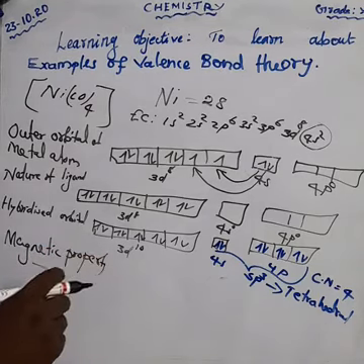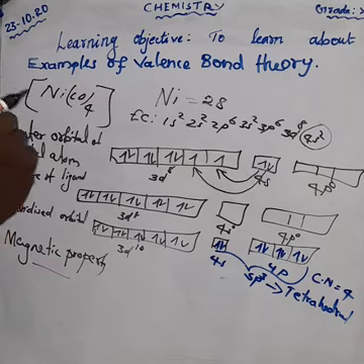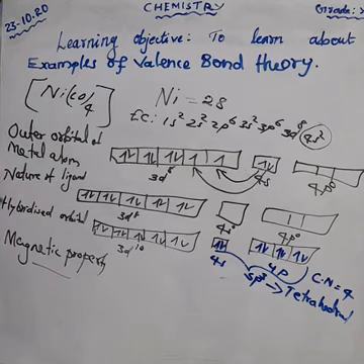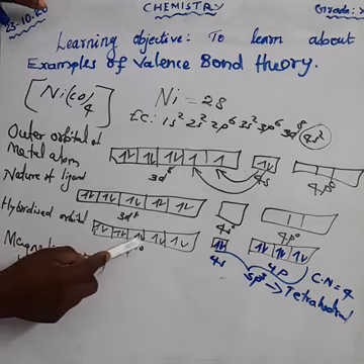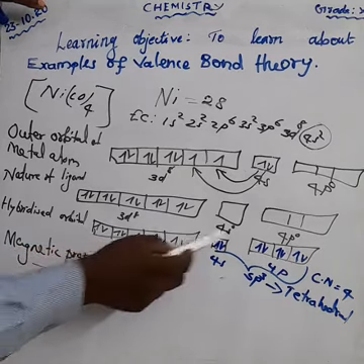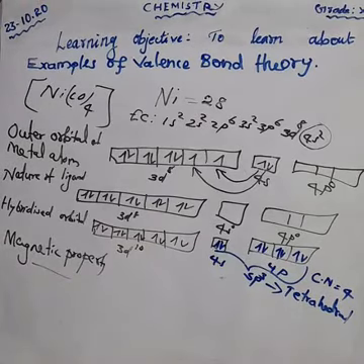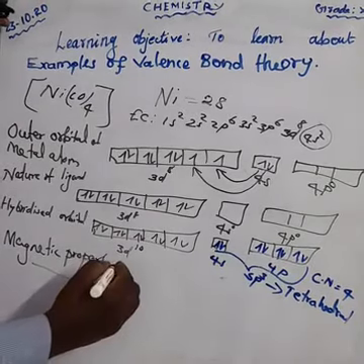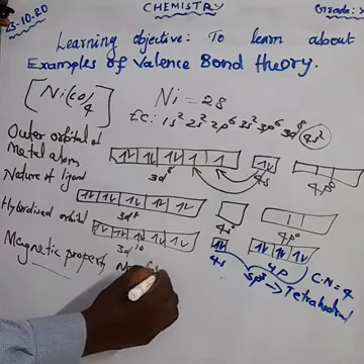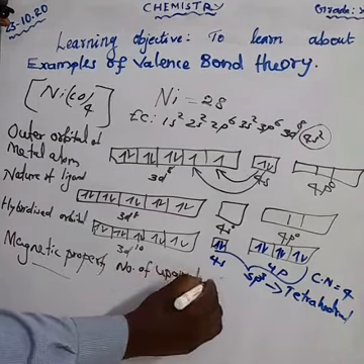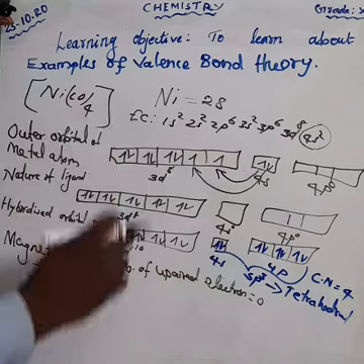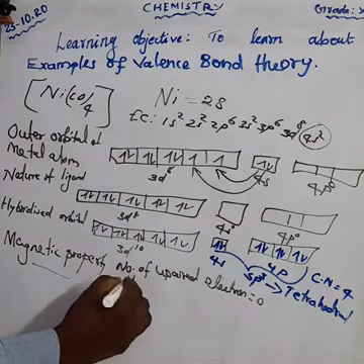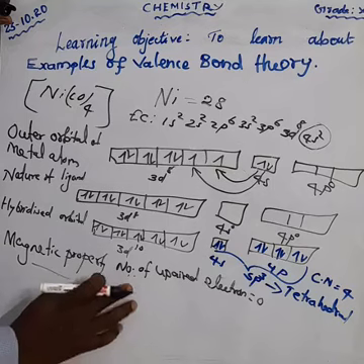There is one formula, based on the number of unpaired electrons. How many unpaired electrons are there? Here, is it paired? Paired, paired, paired, paired. Everything is paired, so the number of unpaired electrons is 0. Hence it is diamagnetic.